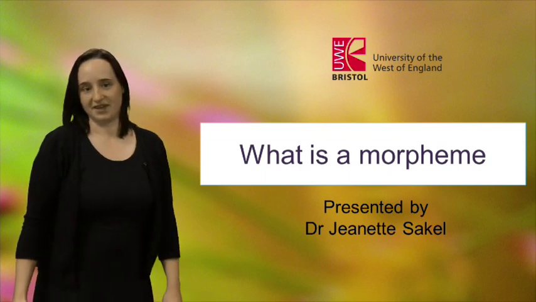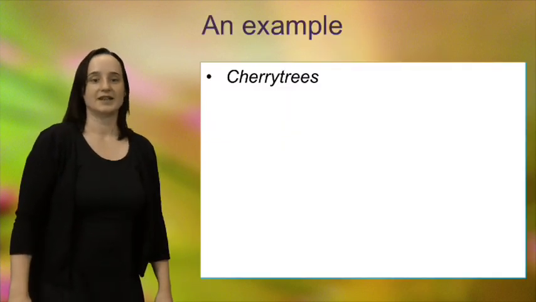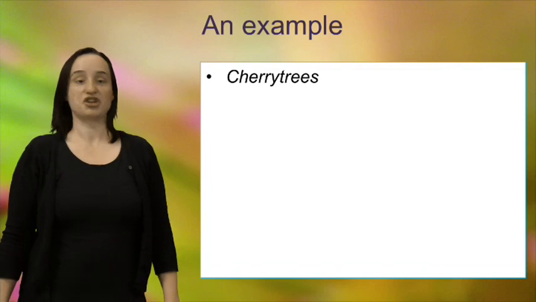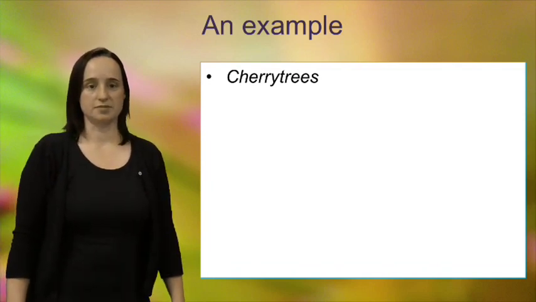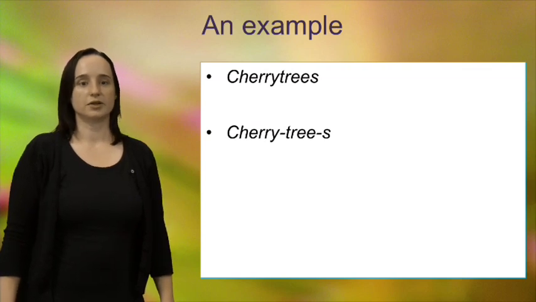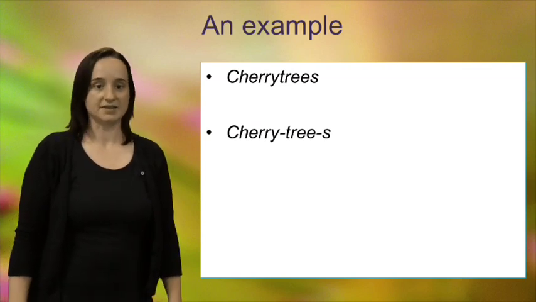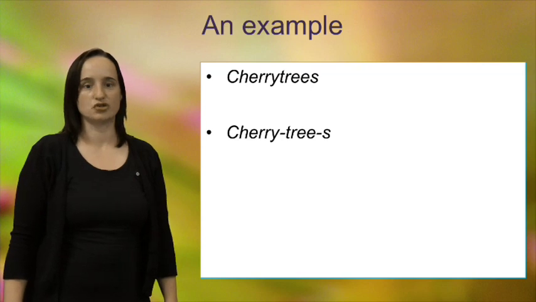What is a morpheme? Well, let's have a look at an example. Cherry trees. This is a word. It consists of morphemes. But what are these? Well, cherry, tree and -s. Those are the morphemes in cherry trees.